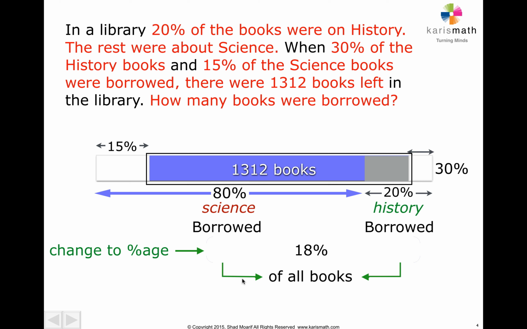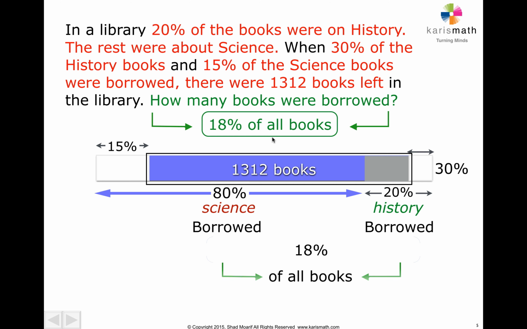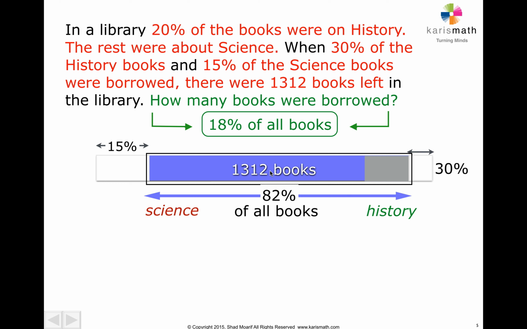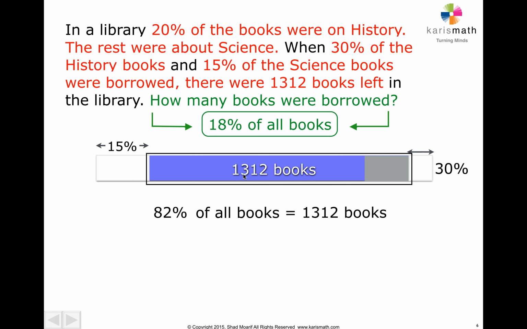18% of the books were borrowed, and if 18% were borrowed, we know that the amount of books left behind must be 100% minus 18%, which is 82%. So if 82% of all the books are left, it means 82% of all the books must be equal to 1,312 books. And now we can work out how many books there were.